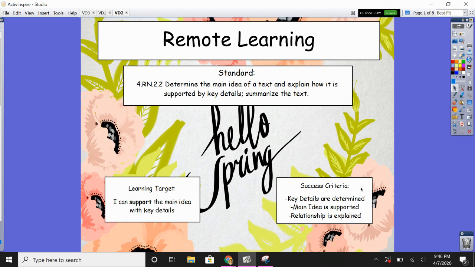So in order to do that, our success criteria, each piece is equally important. We want to make sure we determine the key details, that the main idea is supported, and the relationships are explained.